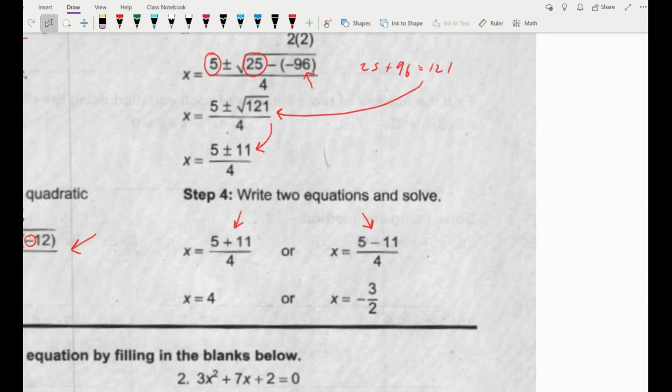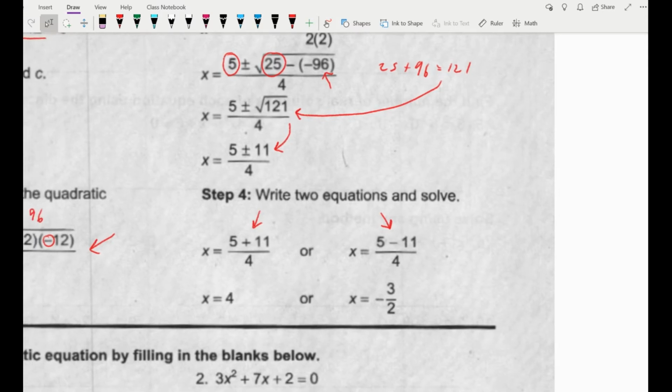Now there's another video that also goes over the intro to the quadratic formula, and I hope you've watched that video before you watch this one, because we're going a little faster in this video.